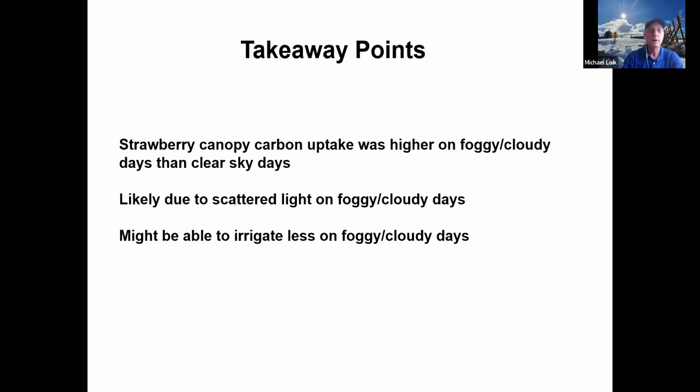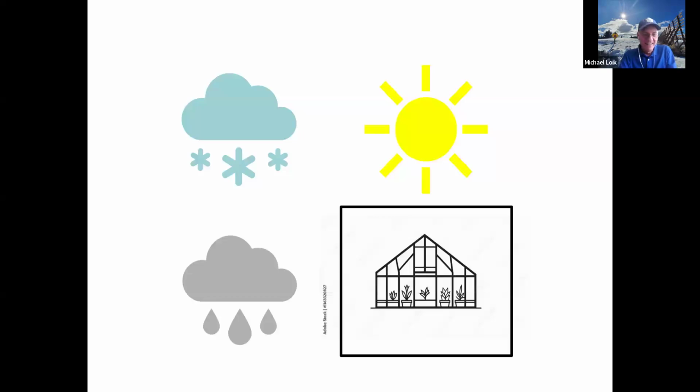Now, what does this mean? Well, perhaps we can irrigate less on foggy, cloudy days because the plants are able to do photosynthesis just fine at those times, at least for these strawberries in these coastal systems. Your results may vary with other crops in other places. All right, let's see how I'm doing on the time. Not too bad, I think.